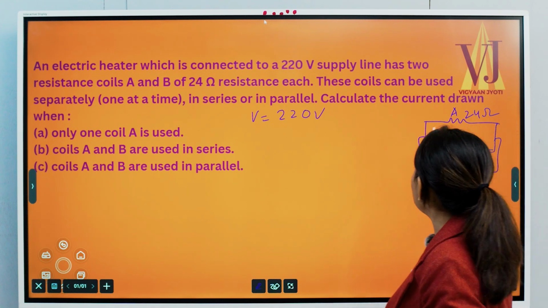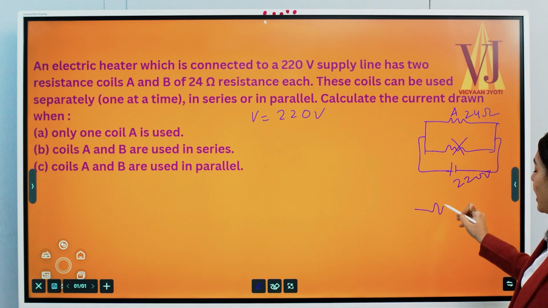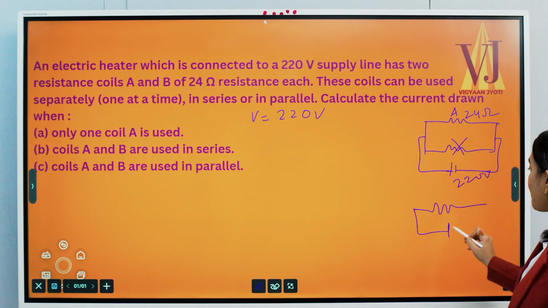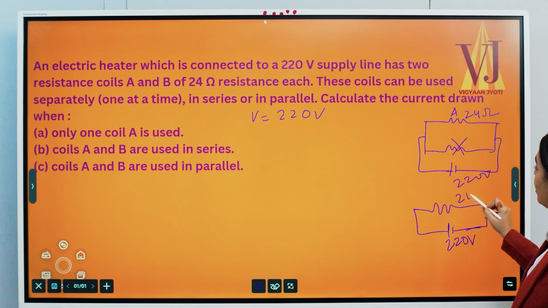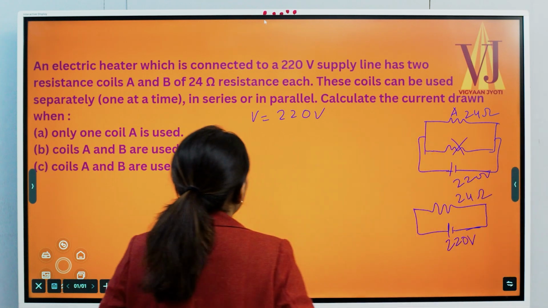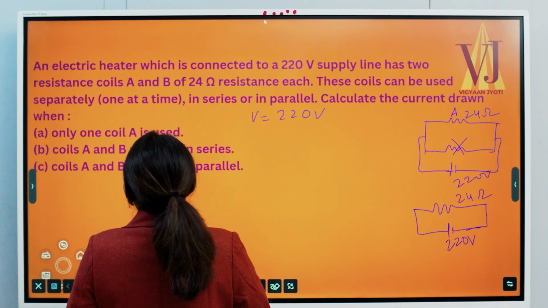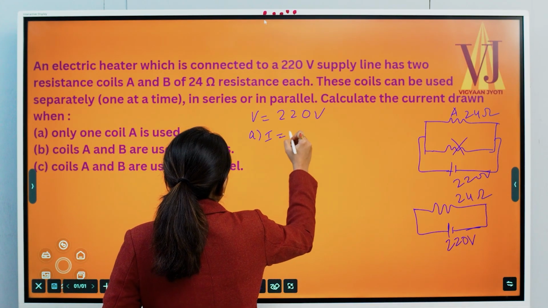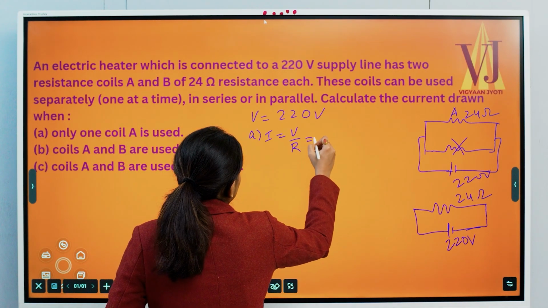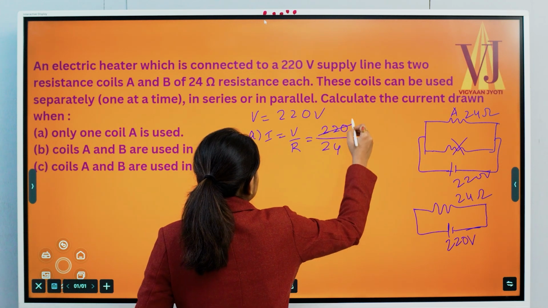220 volt. So that means this coil is not being used, so I can draw the circuit like this only: 220 volts and 24 ohm. Clear? This is 24 ohm and this is 220 volts. Right or wrong? Now we have to calculate the current drawn. So I equals V by R. What's my voltage? 220, and what's my resistance? 24.